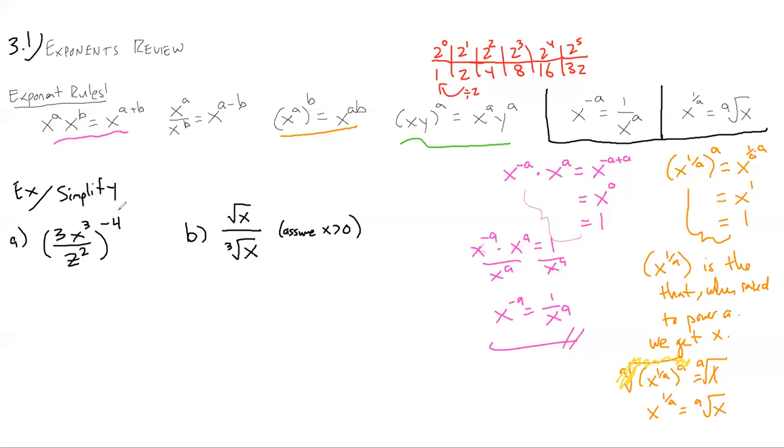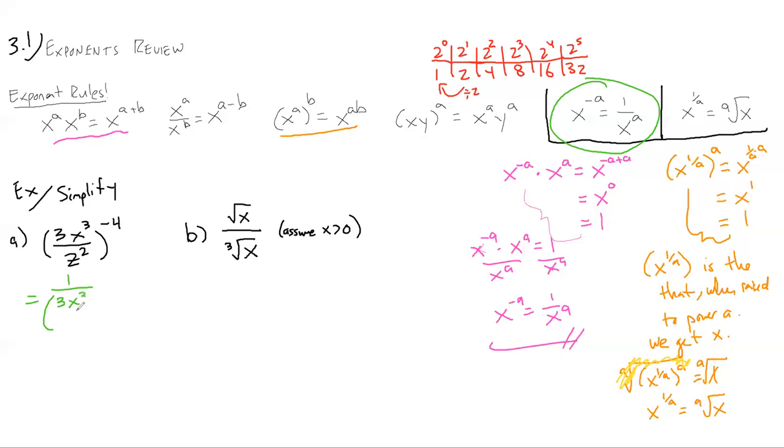Actually, you know what? I don't like that. I'm not going to start with that rule. What I'm going to do first instead is deal with the fact that I've got this minus. Yeah, I think what I'm going to do instead is just go ahead and use this rule: negative a is 1 over x to the a. So that's going to allow me to flip this whole crazy fraction.